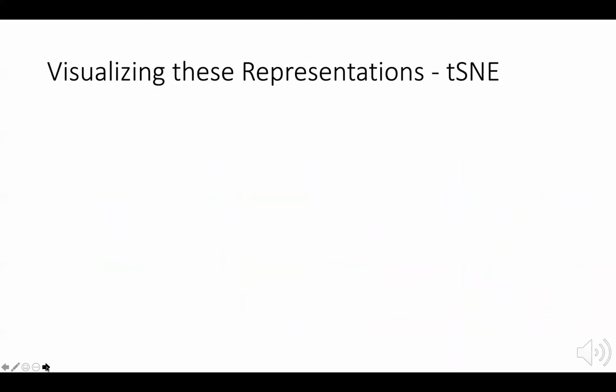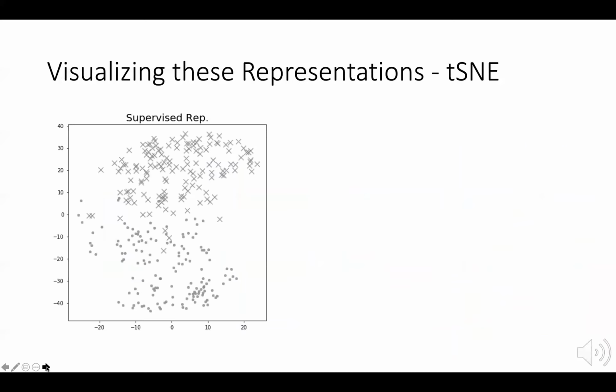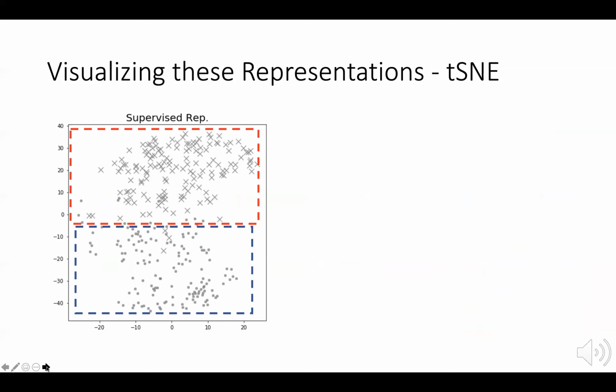We can visualize these representations using t-SNE. Here's a supervised representation where the crosses are clearly segregated from the circles. The crosses are blast and the circles are non-blast. However, there is some amount of overlap. Overall, 96% of the closest neighbors belong to the same class.